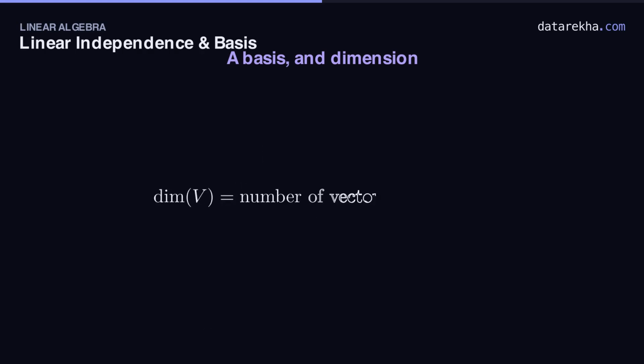And that count, the number of arrows in a basis, is the dimension of the space. Every basis of a given space has the very same size, which is what makes dimension a solid, well-defined number. The plane needs 2 arrows, so its dimension is 2. Space needs 3, so its dimension is 3. Simple as that.